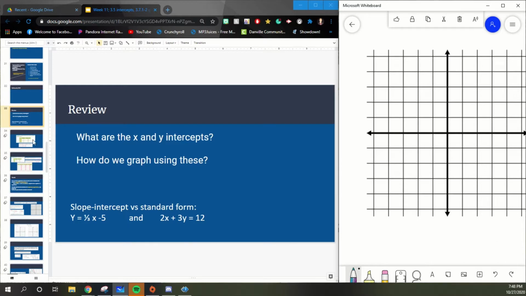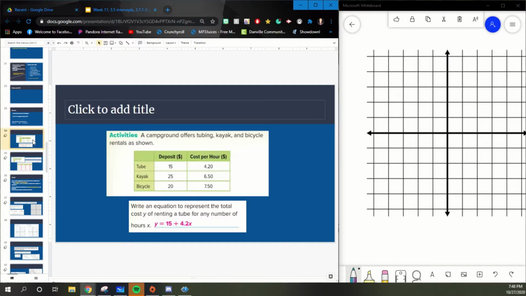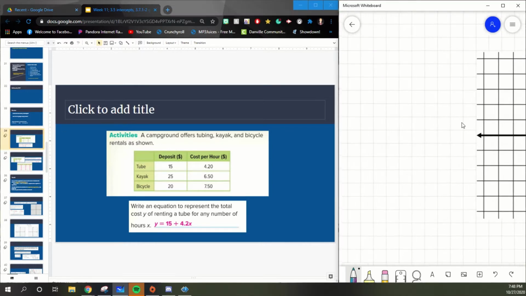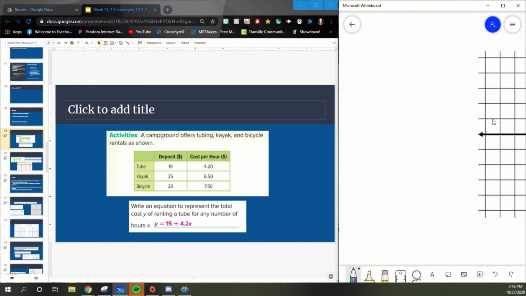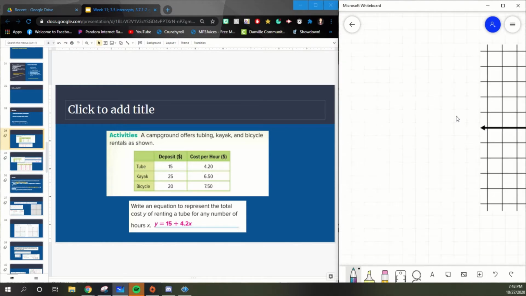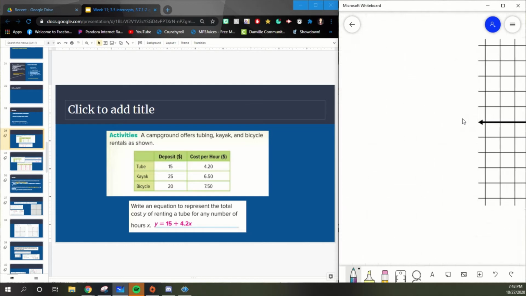Today we're going to be talking about how we can use graphing to find the solution to a system of equations. This intro problem starts off with a campground that offers tubing, kayak, and bicycle rentals as shown. Write an equation to represent the total cost y of renting a tube for any number of hours, x.